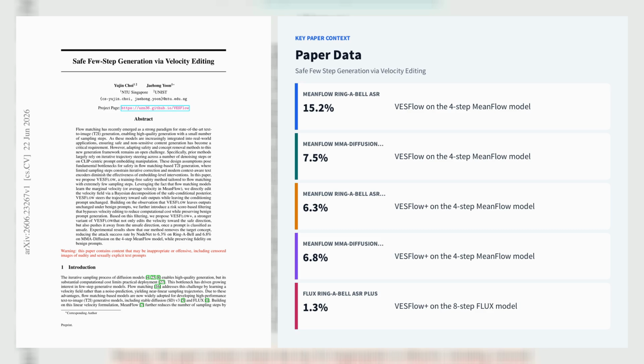On the 4-step MeanFlow model, the method cuts attack success rate to 15.2% on Ring-A-Bell and 7.5% on MMA-Diffusion, and VES Flow Plus lowers those further to 6.3% and 6.8%. On Flux with 8 steps, VES Flow reduces Ring-A-Bell nudity ASR to 26.6% and VES Flow Plus to 1.3%. The method preserves benign quality, with MS COCO 10K FID and CLIP staying essentially unchanged, and it is lightweight enough that prompt-level filtering removes most added cost on safe inputs.